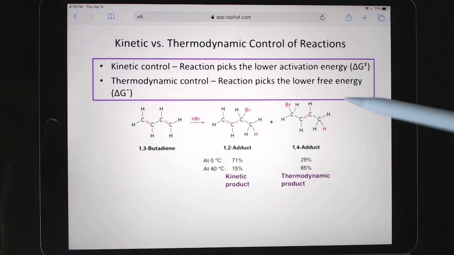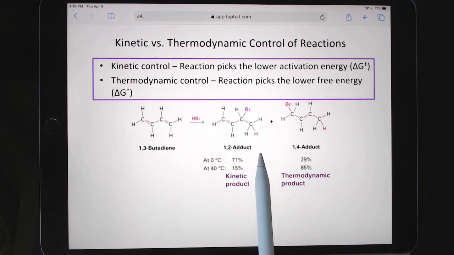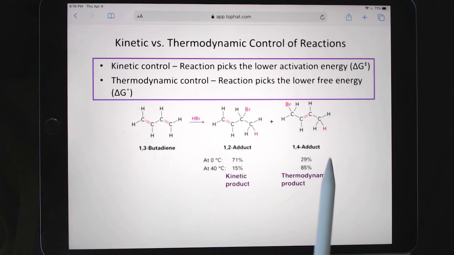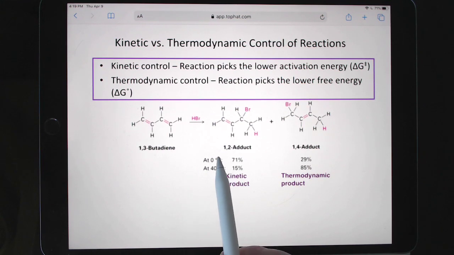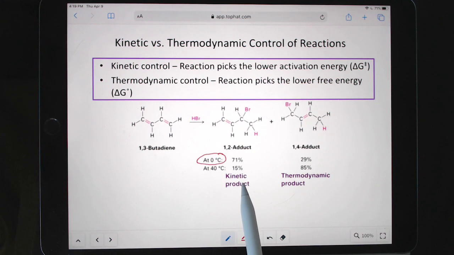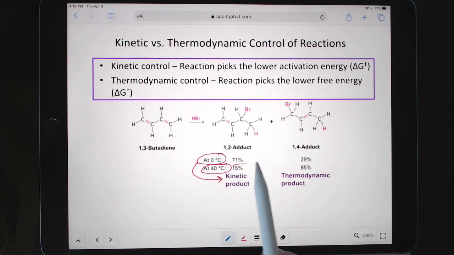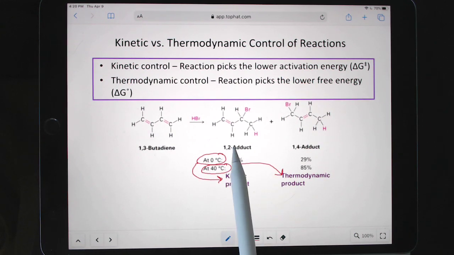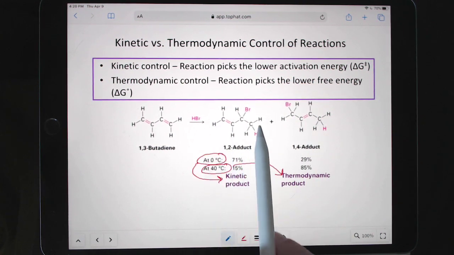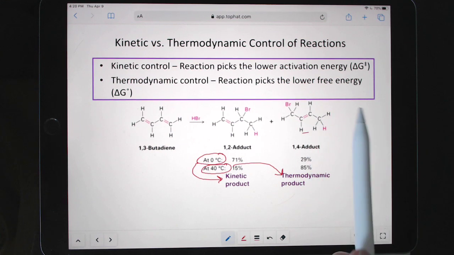Okay, so kinetic versus thermodynamic control. It all has to do with if I were to give you a reaction, right? Give you this product distribution, you could tell which one's the kinetic product and which one's the thermodynamic product. The kinetic product is formed at low temperatures. At high temperatures, the thermodynamic product is formed. So if you see it's at the lower temperature this one is formed as opposed to this one, then this would be the kinetic product. This one is formed primarily at higher temperatures, and so that must mean it's the thermodynamic product.